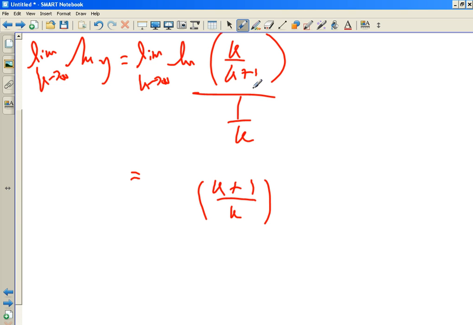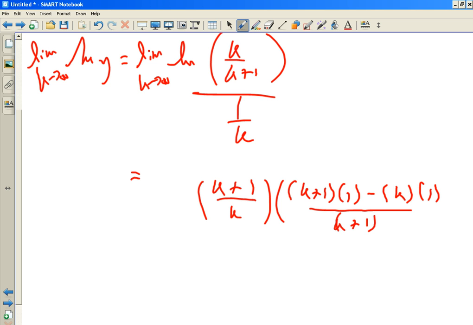Well, how do you take the derivative of a quotient? Quotient rule, right? So low d high minus high d low over low low. That's k plus 1 squared, right?